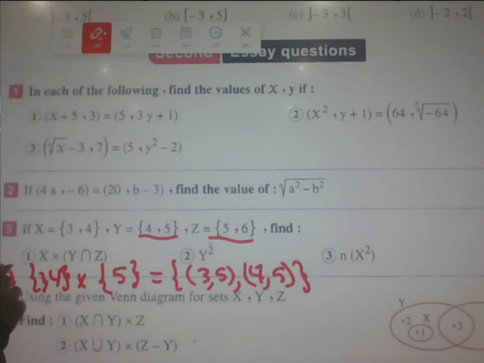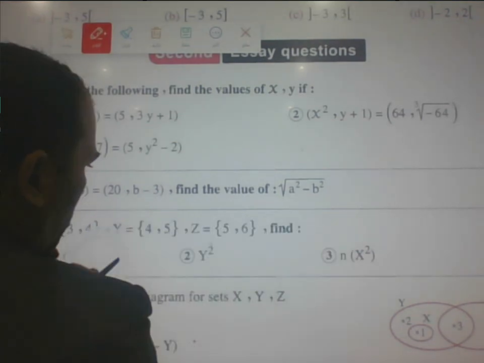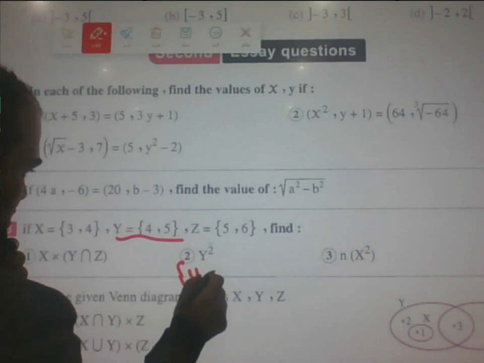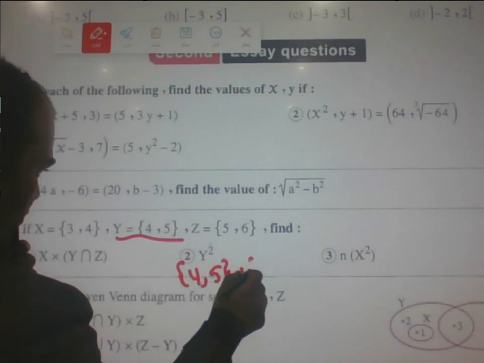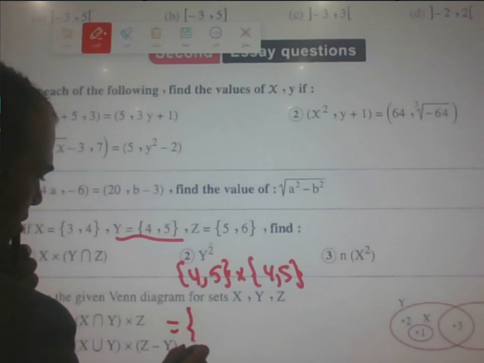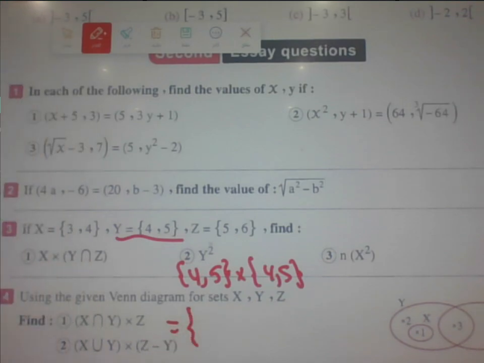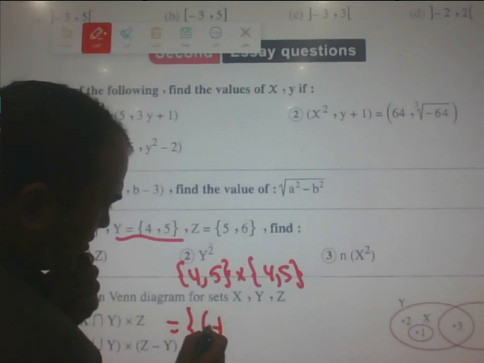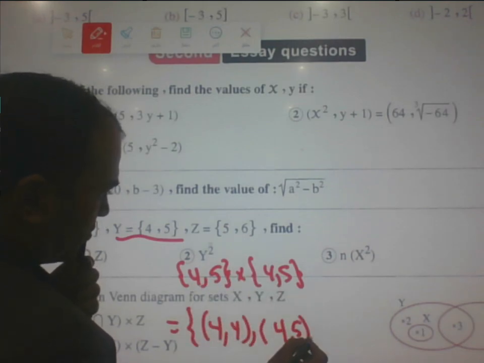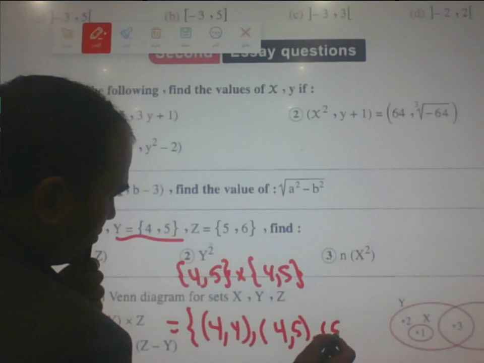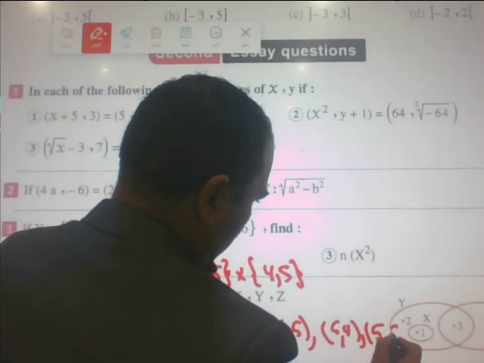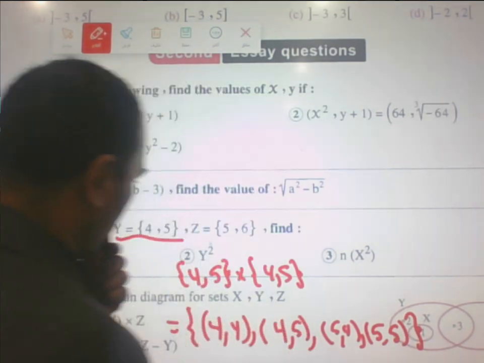This is question number 1. As for question number 2, Y² means Y Cartesian product by itself, 4 and 5 Cartesian product by 4 and 5. The answer we can write: (4, 4) in brackets, and then (4, 5), and then (5, 4), and the last one (5, 5). This is question number 2.